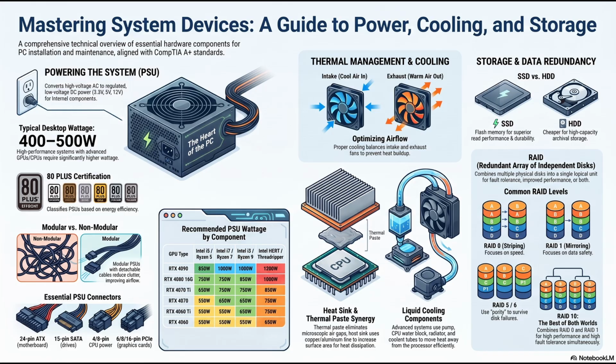Let's break those down. Cost first. Manufacturing dense NAND flash memory chips requires multi-billion-dollar fabrication plants and incredibly complex silicon wafer processing. While prices have fallen dramatically, SSDs are still a premium product. To put it in perspective, for the exact same amount of money you would spend on a high-performance 2 terabyte SSD, you can purchase a massive 10 or 12 terabyte mechanical hard drive. You get 5 to 6 times the total storage capacity for the same budget.